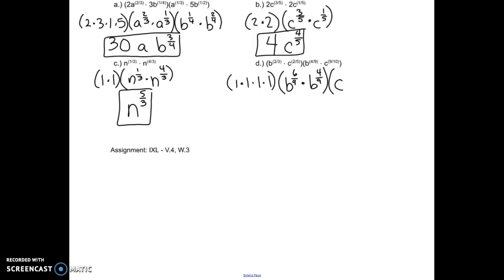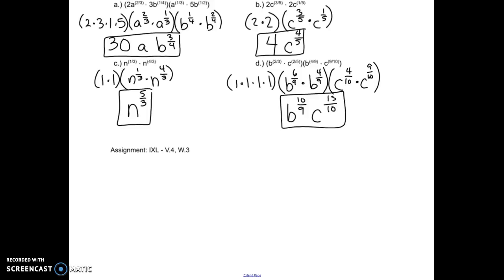Same thing with our c. I've got 2/5. I need to change it so it's a 10 on bottom. So that's going to be 4/10 times c to the 9/10. Again, our 1s, we don't really need those. 6 plus 4 is 10, so this is b to the 10/9. And then 4 plus 9 is 13, so 13/10. And again, that's my answer on that. We just leave them as fractions.